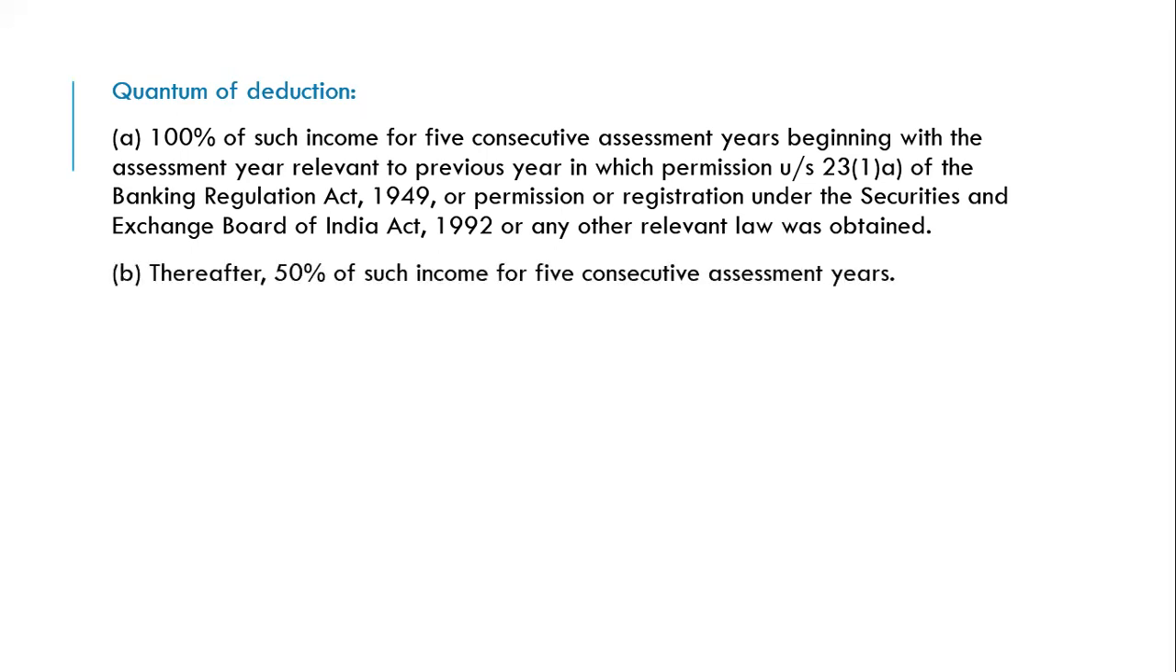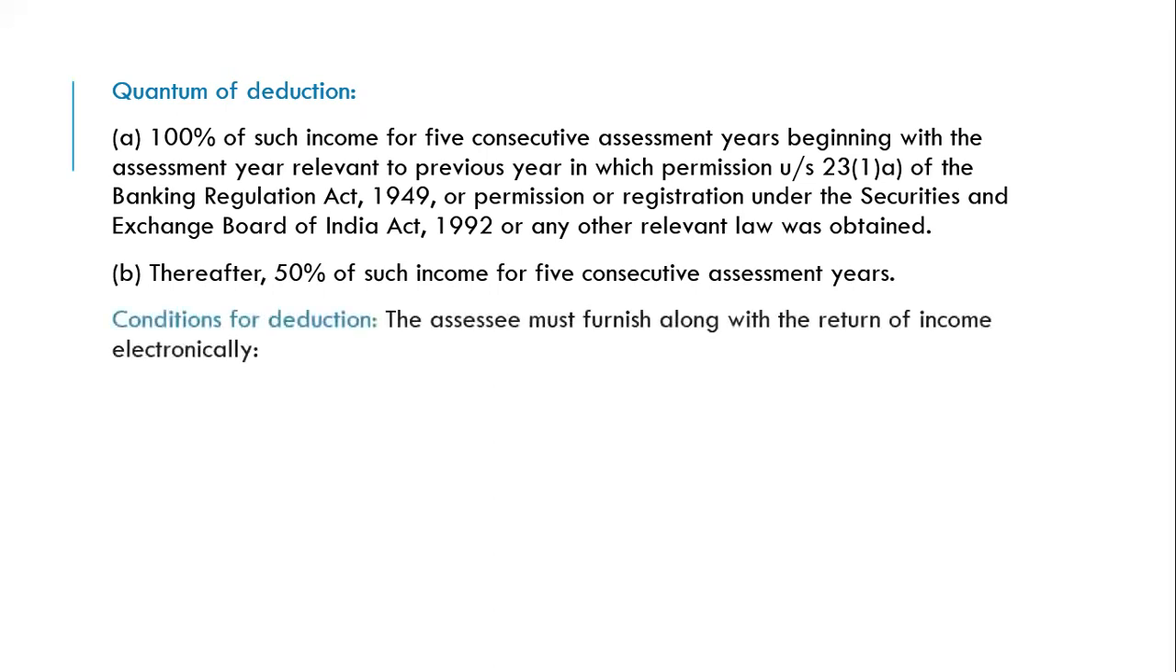Thereafter they will get 50% of such income for 5 years. The first 5 years will be 100%. Later on, once the 5 years finish, thereafter you will get another 50% for another 5 years. Now, the conditions for deduction. You want this deduction for 10 years, that is, first 5 years 100% and another 5 years 50%. What are the conditions which you have to satisfy?